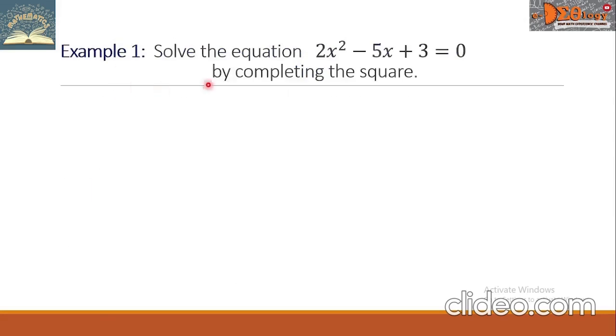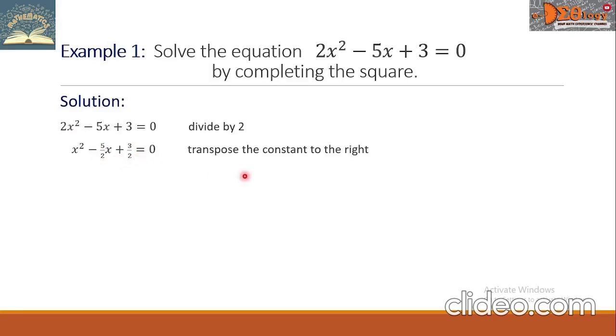Example 1. Solve the equation 2x squared minus 5x plus 3 equals 0 by completing the square. First, we copy our quadratic equation here. Next, we divide this equation by 2 because the coefficient of x squared is 2. We want the coefficient of x squared to be 1. So this equation now becomes x squared minus 5 over 2 x plus 3 over 2 equals 0.